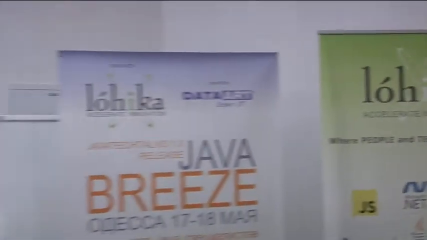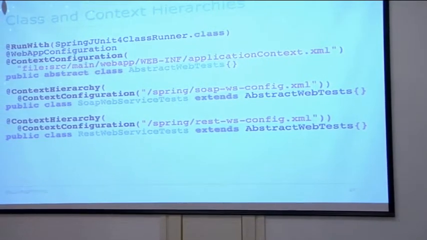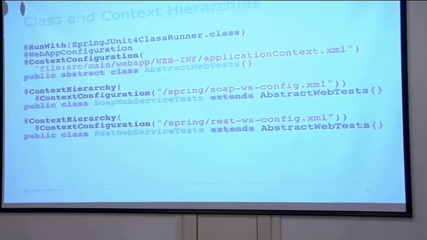So we start at the top of an abstract web test, and we're specifying here, yes, we want to run it with JUnit, the Spring Runner. We want our web application context loaded, and we want this context configuration. So with this application context, we want this XML file to be used at the base of our tests, and at the top, if you want to think about it in terms of hierarchy.